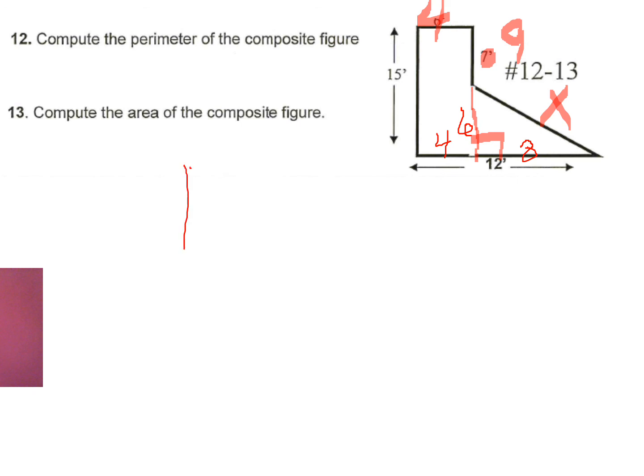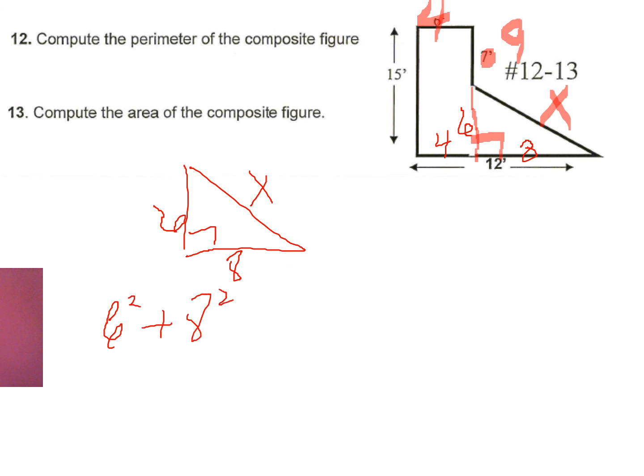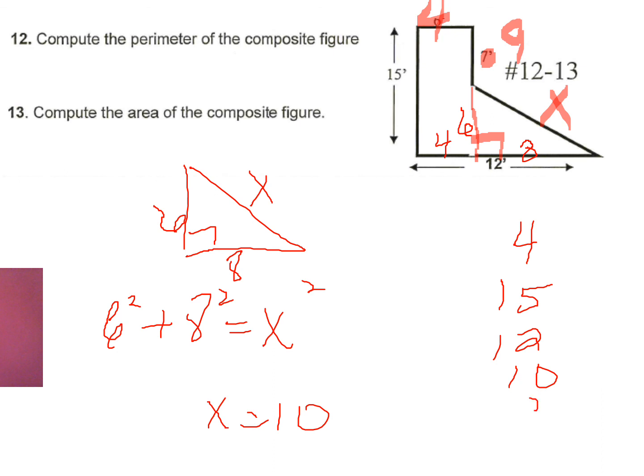That's a little side problem I'm going to have to come over here and do. 6, 8, and x. Pythagorean theorem. 6 squared plus 8 squared equals my x squared. And that works out to be 10. So now all I got to do is add up my numbers. 4, 15, 12. The whole bottom. Don't worry about those little pieces. The new piece is x is 10 and 9. Add all that up.